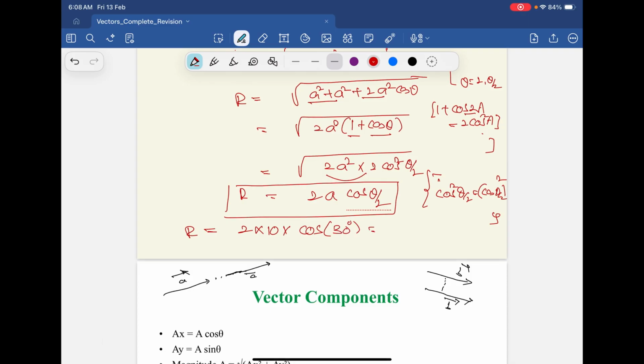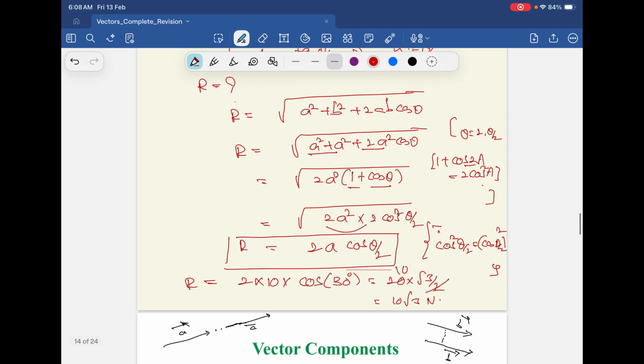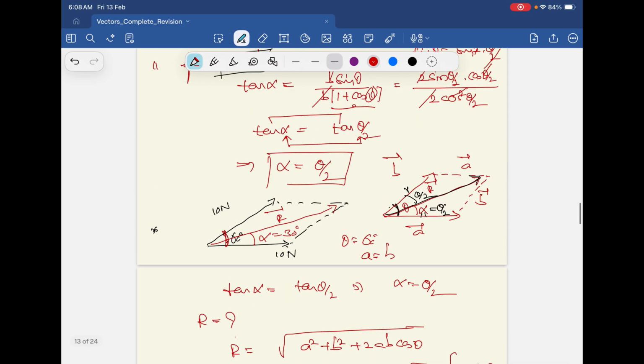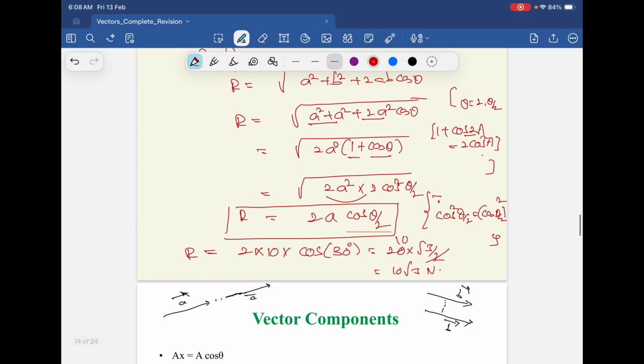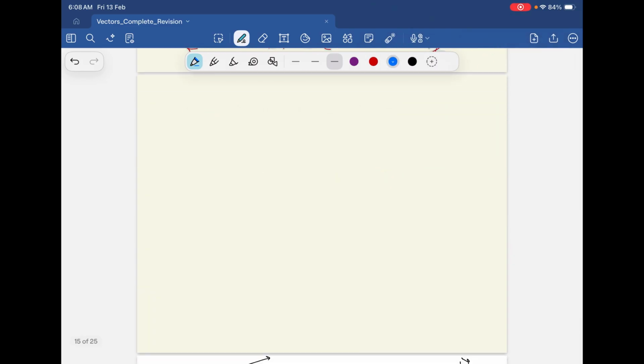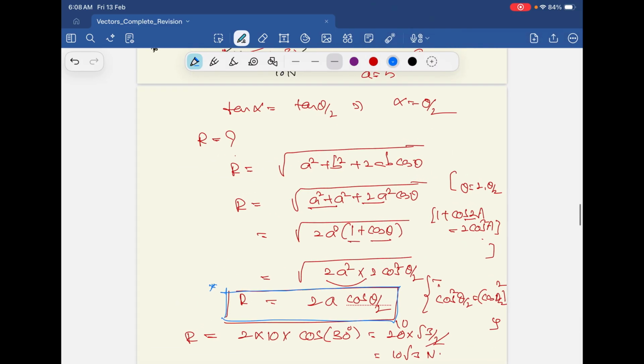That is equal to 20 into cos 30, which is root 3 by 2. 2 ones are 2, 2 tens are 20. So 10 root 3 Newton. So when two vectors are of equal magnitude, the resultant bisects the angle. Okay, one important point. Second point is the formula for resultant. You have to remember this formula throughout these 2 years of +1 and +2 and for competitive exams. Okay, 2a cos theta by 2. This is how we find the resultant of two vectors. Parallelogram law of vectors.